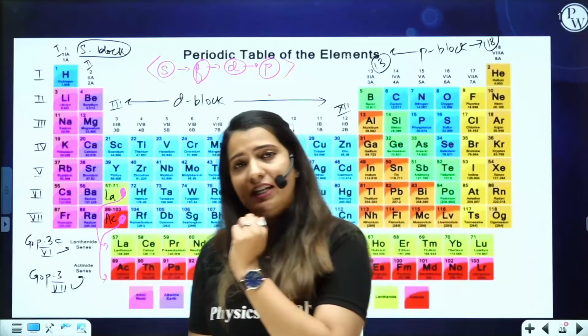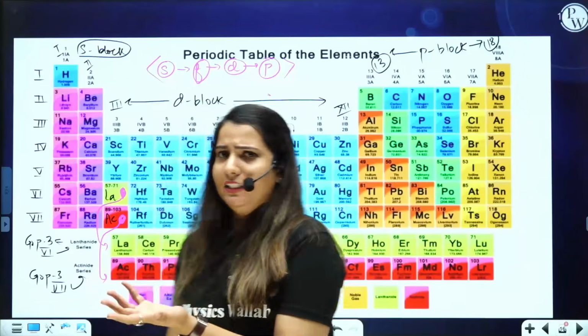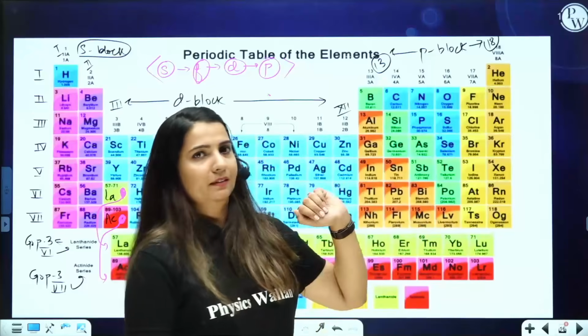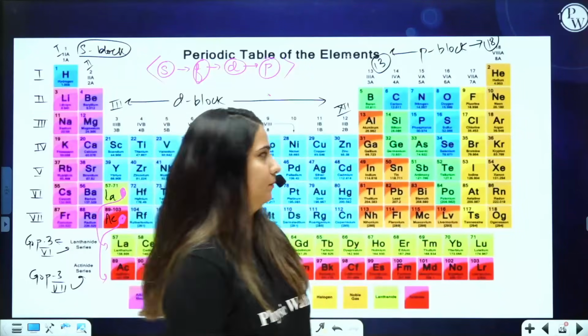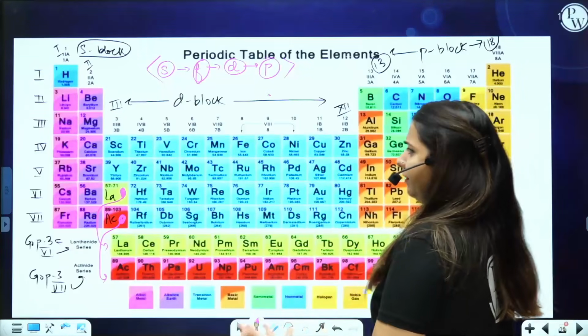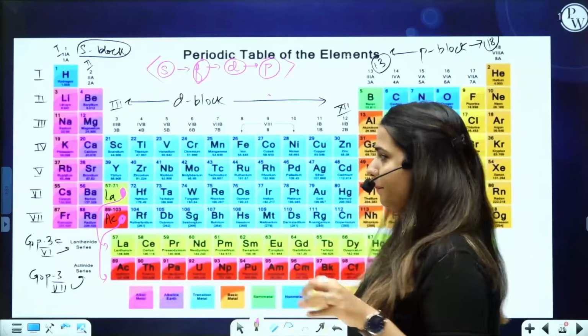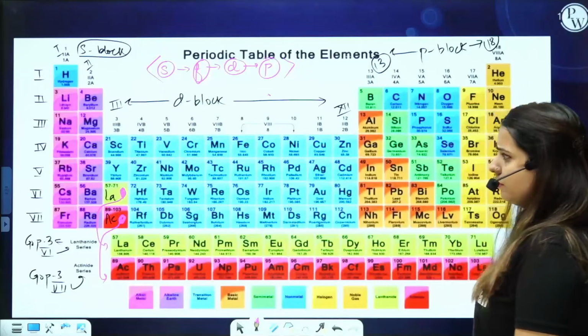First of all, the very left hand side is S, then you can see very nicely there is F, then D, and then there is P. Right? Okay. There are many things we have to discuss, but we are just moving towards the key points, right? Okay.